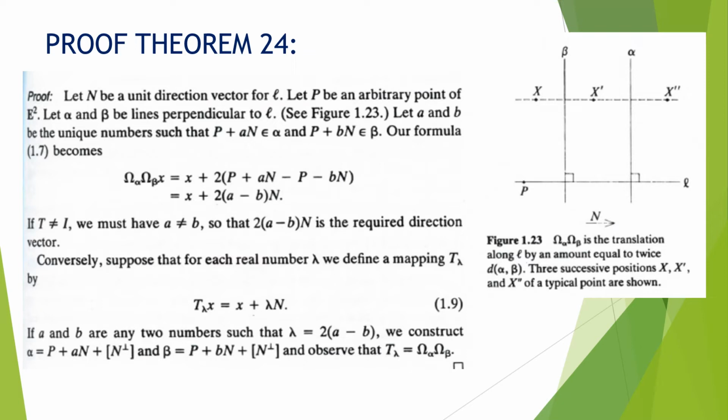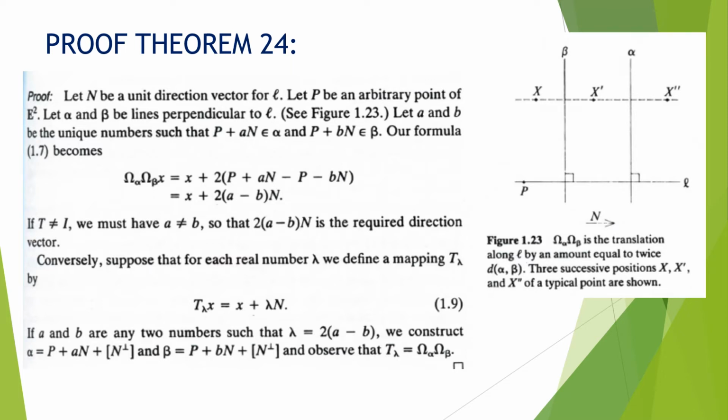Okay, the proof for Theorem 24. Let n be a unit direction vector for line L. Let P be an arbitrary point of E squared. Let alpha and beta be lines perpendicular to line L, as you can see in our figure on the right side. Let A and B be the unique numbers such that P plus A times n is an element of the line alpha, and P plus B n is an element of the line beta.